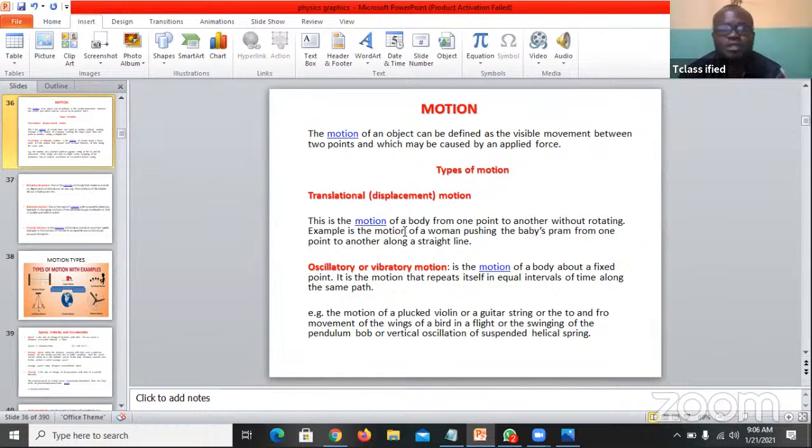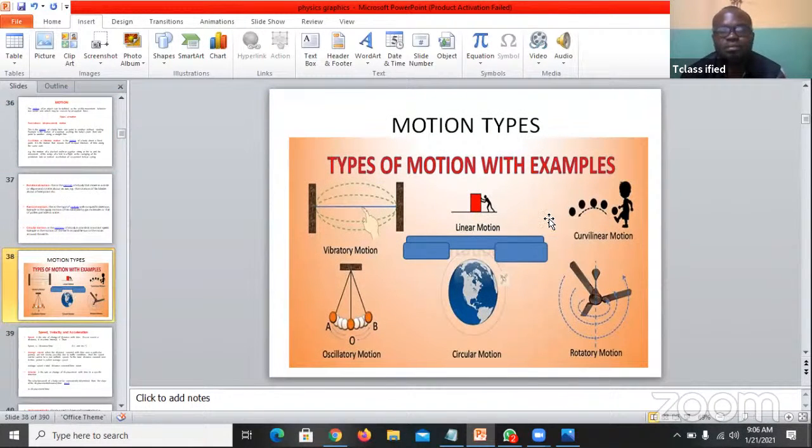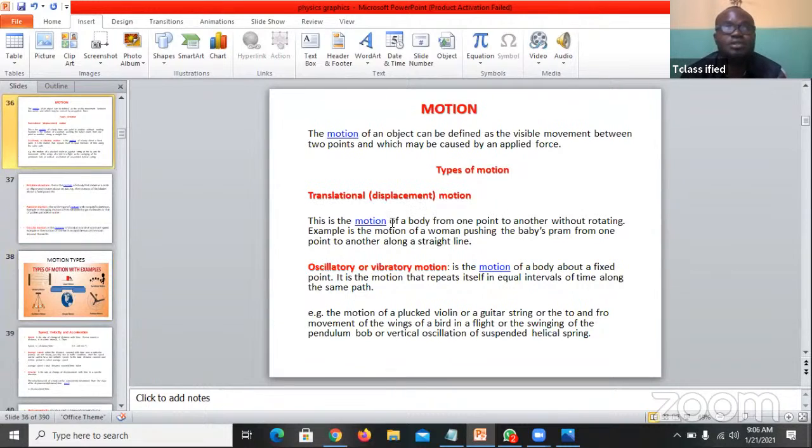Okay, so these are the kinds of motion that we have, and by definition, translational motion, or you can also call it displacement motion, is the motion of a body from one point to another without rotating. An example is the motion of a woman pushing a baby's pram from one point to the other in a straight line. We call it linear or translational motion.